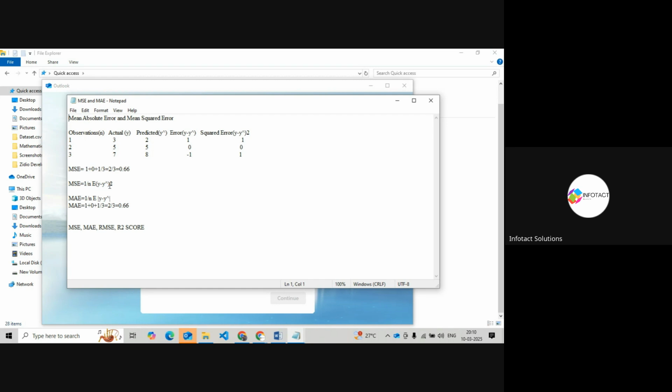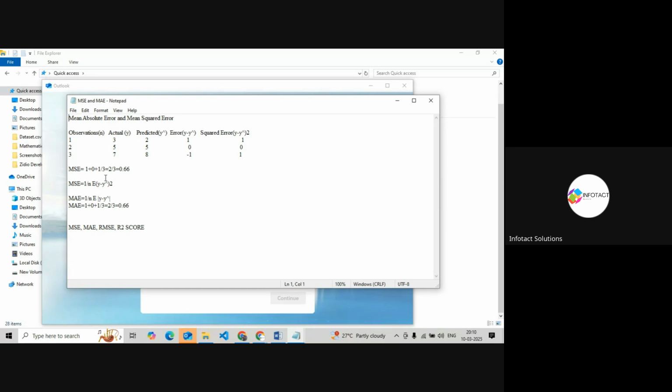So I'll calculate. Suppose you have a number of observations. There are 3 observations. The actual values are 3, 5, 7. The predicted values y dash are 2, 5, 8. The error means y minus y dash, that is actual minus predicted. 3 minus 2 is 1, 5 minus 5 is 0, 7 minus 8 is minus 1. Then the squared error, that is (y minus y dash) squared, gives 1, 0, and 1.